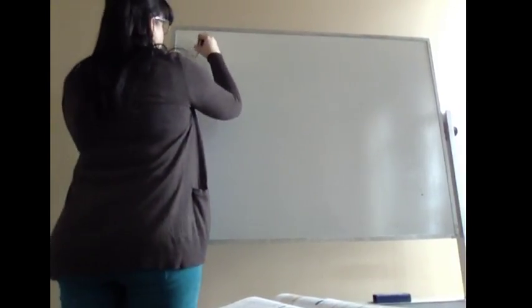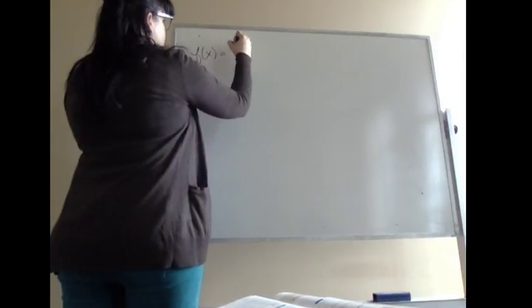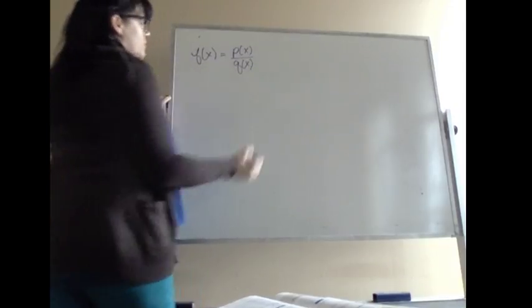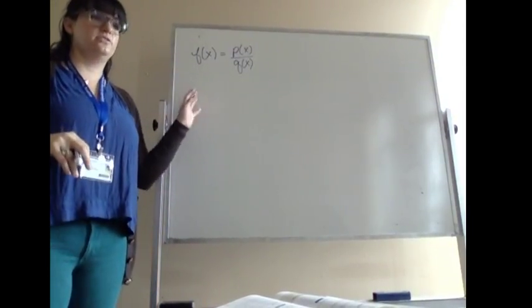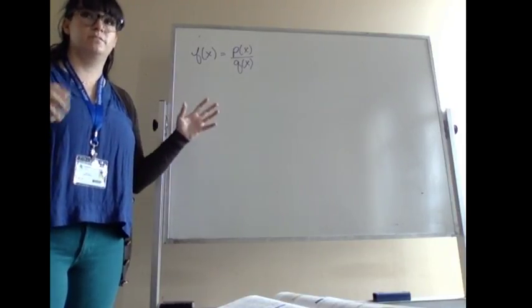So, a rational function. Is it R of x? No, they do f of x. f of x equals p of x over q of x. So you know how to graph f of x equals anything. Now we're going to stack 2 functions on top of each other. So what happens if you have 2 functions happening at the same time?